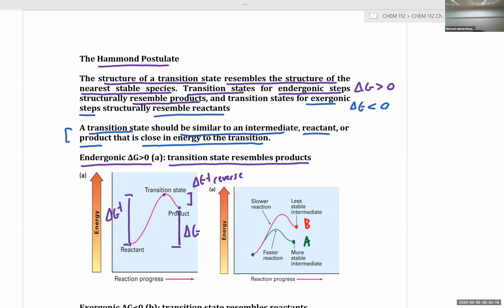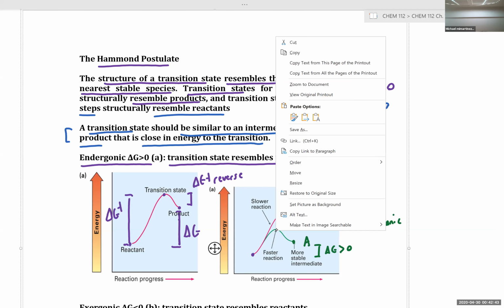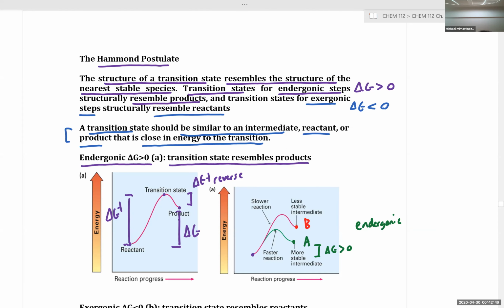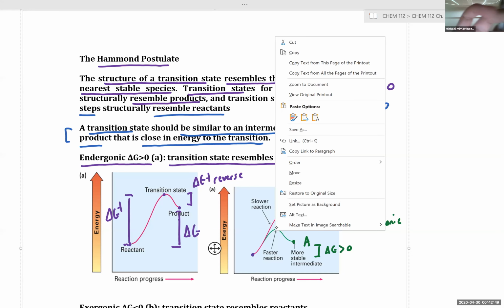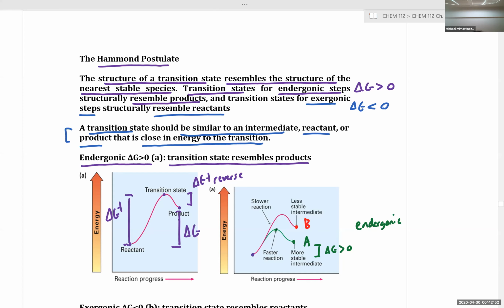One thing that we can look at is we can deduce the relative energy of our transition states based on the fact that we know that for both of these reactions, delta G is greater than zero. These are endergonic reactions, right? Does everyone agree with that point? So if our transition state resembles our product for an endergonic reaction, we'd expect, for A, that A is our lower energy product.